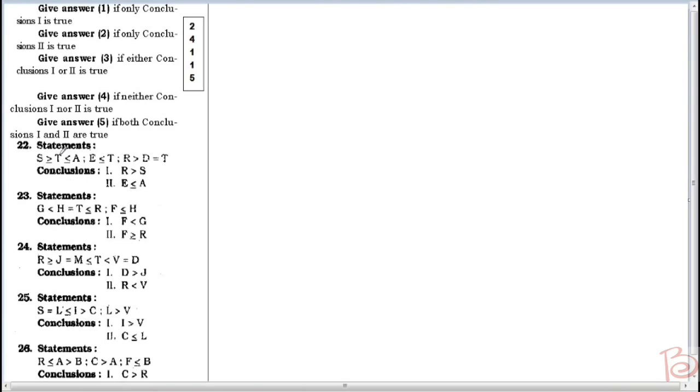Now let's go for the sum. If you see the sum, it is not a single statement. You have three statements here. The first statement is S greater than or equal to T, T less than or equal to A. The second statement is E less than or equal to T, and the third statement is R greater than D, that is equal to T.